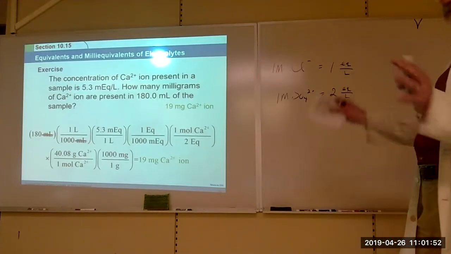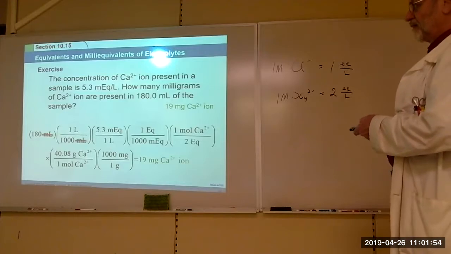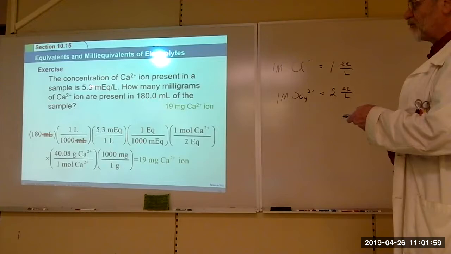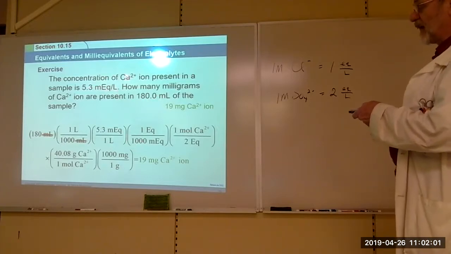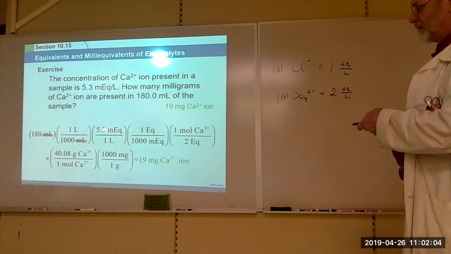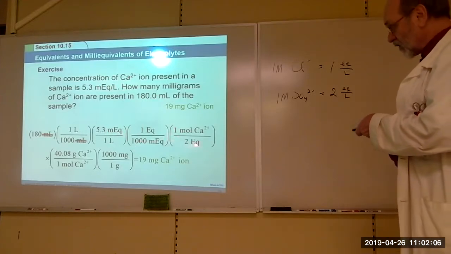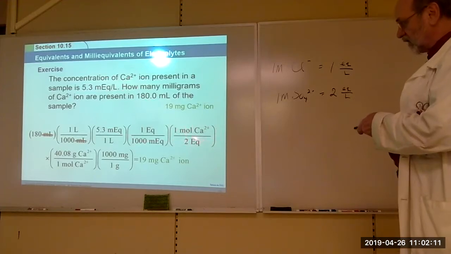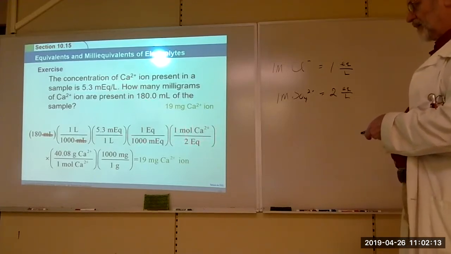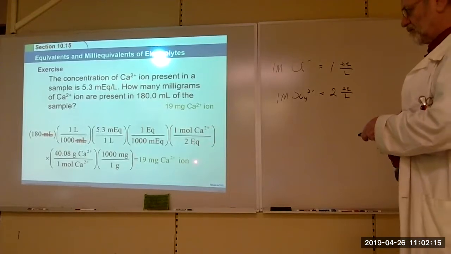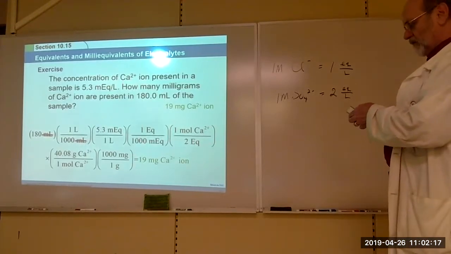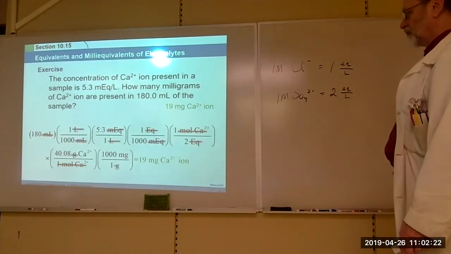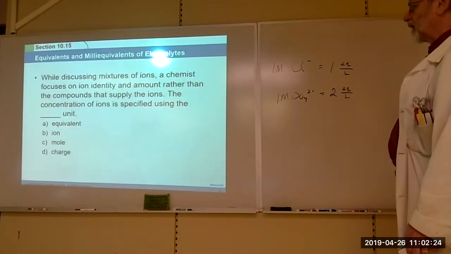This is just dimensional analysis. If you have 180 milliliters of the sample that is 5.3 milliequivalents per liter of calcium, then we have to, this is the key right here: 1 mole of calcium is equal to 2 equivalents. Then that gives you so many milligrams of calcium ions. Okay.